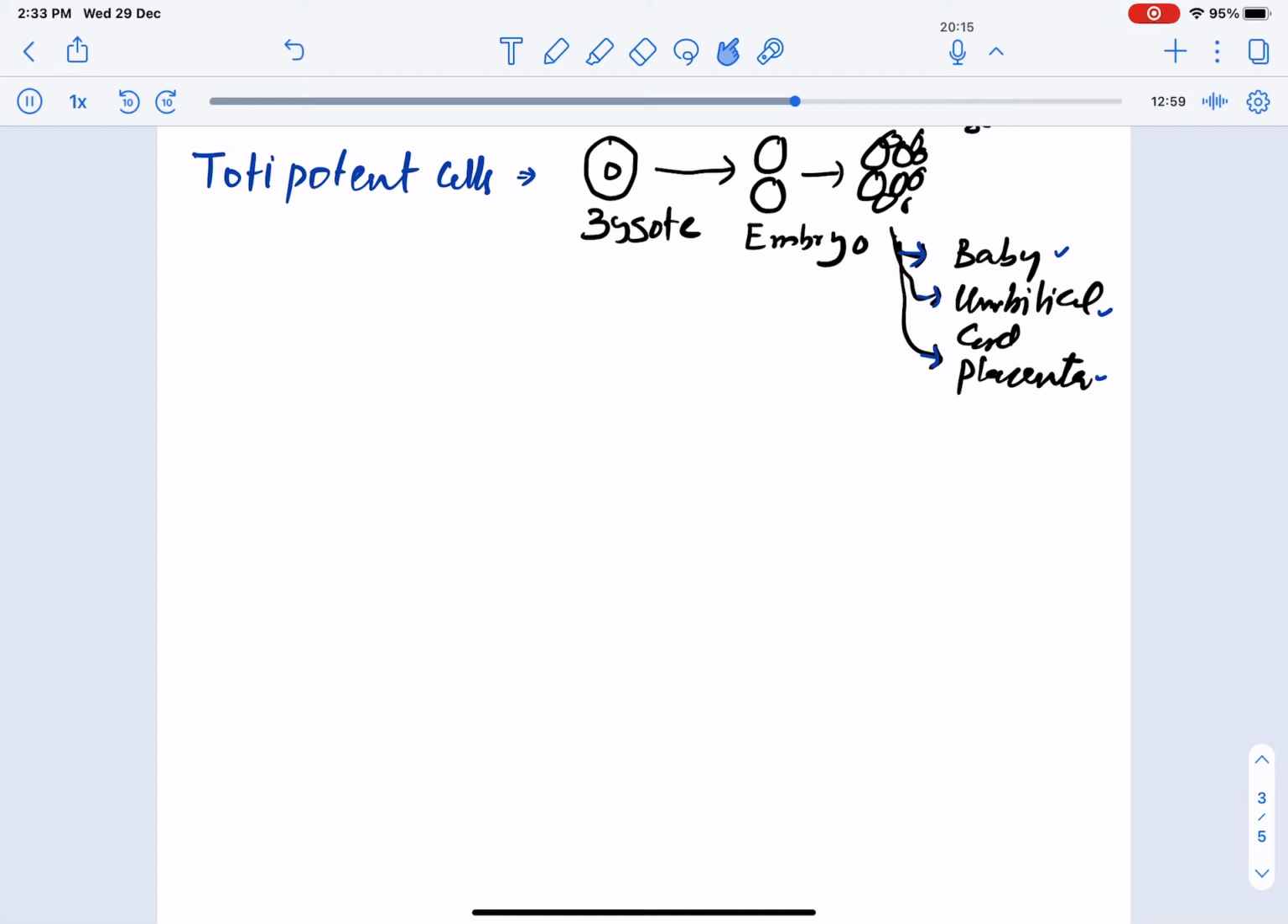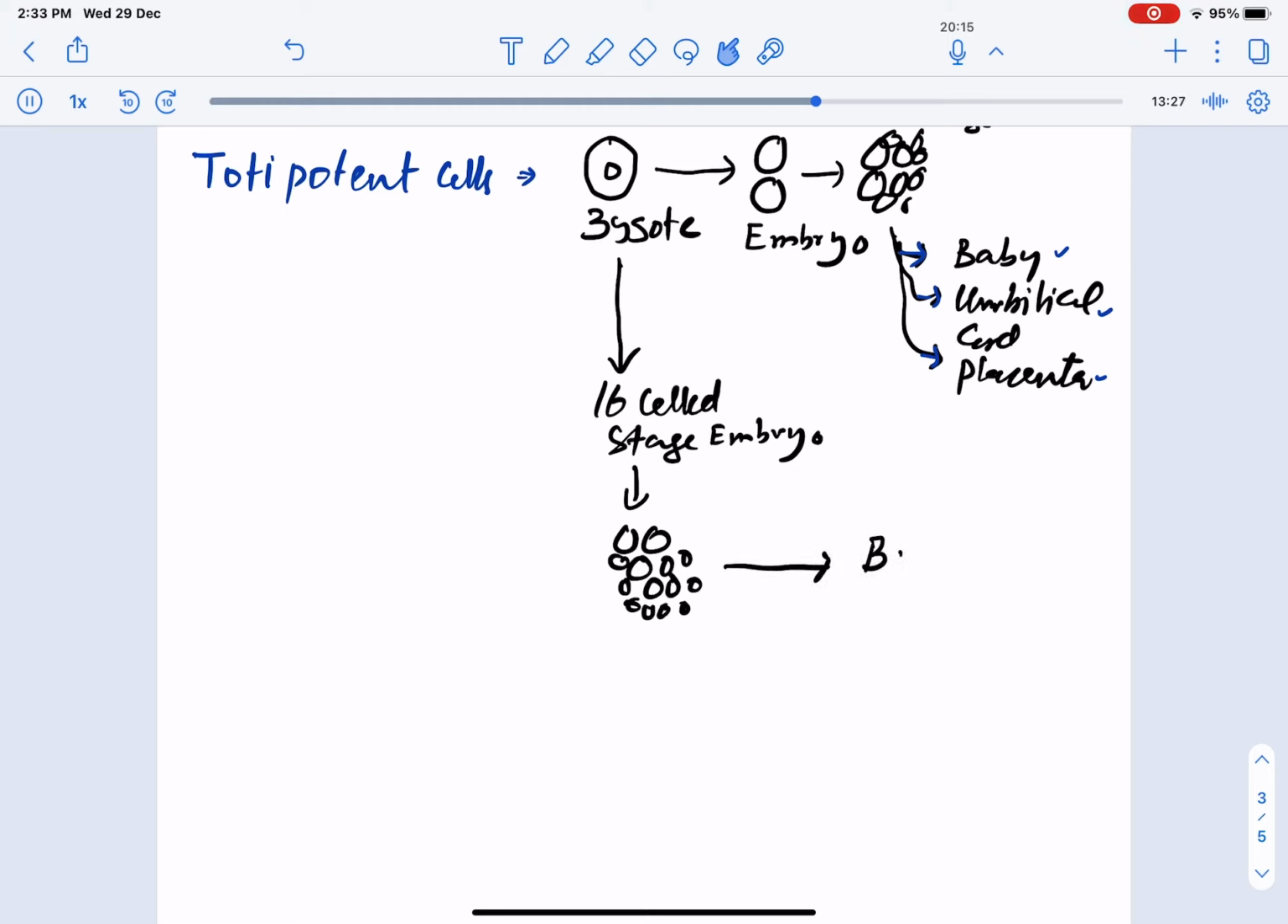However, after the 16th cell stage structure, this is a 16-celled stage embryo, the cells can divide and they can make a complete baby, but they cannot make placenta and umbilical cord. Such cells are known as pluripotent.